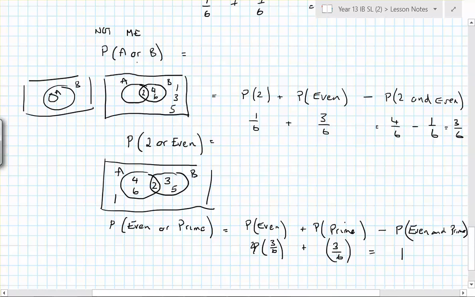So if we go back up to our generalization for a non-mutually exclusive event, the probability of A or B would be the probability of A plus the probability of B, but subtract the probability of A intersection B, being the AND.